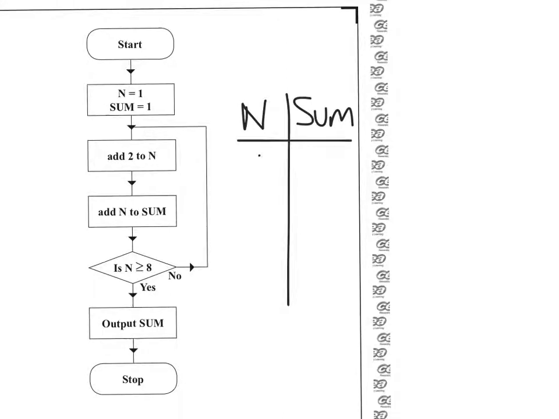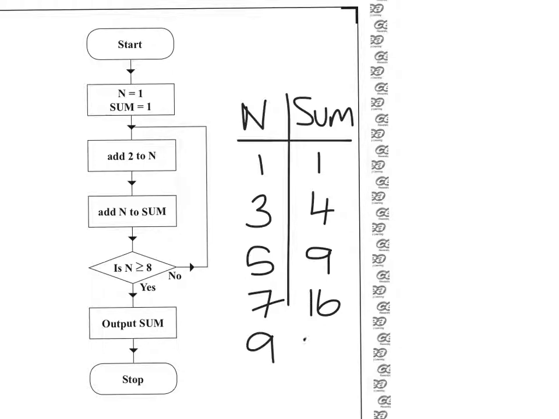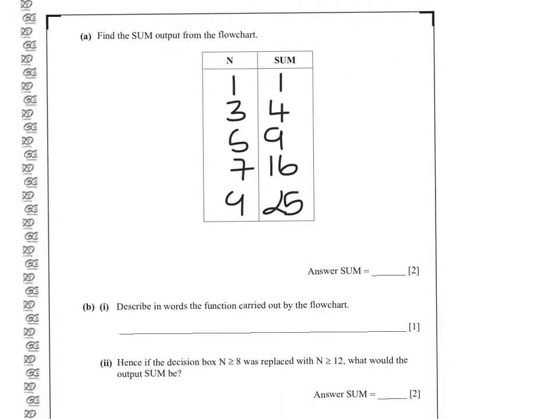So if we start off with n is 1 and the sum is 1, we add 2 to n, which gives us 3, and then we add n to the sum, so 3 plus 1 is 4. Is n greater than or equal to 8? No. Add 2 to n, add n to the sum, 5 plus 4, which is 9. Is n greater than or equal to 8? No. Add 2, 7, 7 and 9 is 16. N still isn't greater than or equal to 8, which means we'll then have 9 and 25. So the answer is the sum is 25.